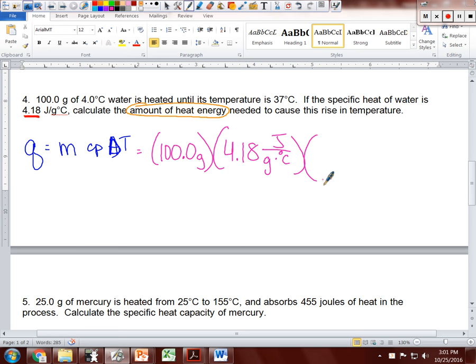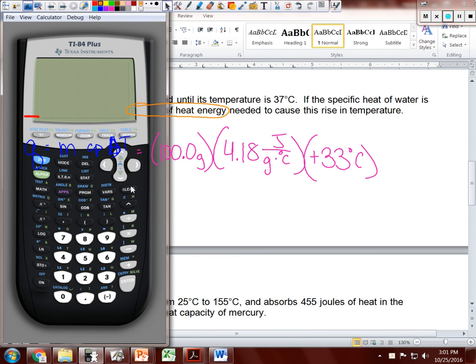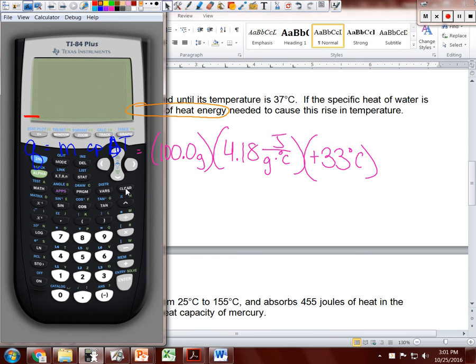And then finally, this is when you got to do a little bit of technical reading. It says 100 grams of 4 degrees water is heated until it's 37. So what did you do? What minus what? Very good. Which is a total of how much? 33. Is it positive or negative? Very good. Positive 33 degrees Celsius. And so when we plug this into our calculator, clear, on, clear, we've got 100, not 1,000, times 4.18 times 33 gives me that answer right there.